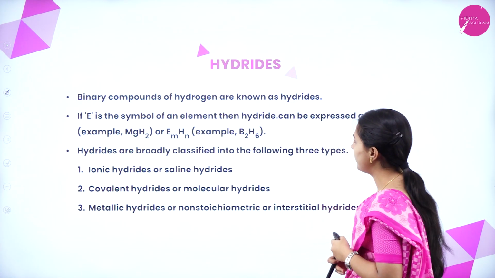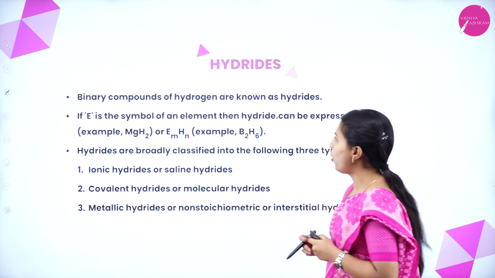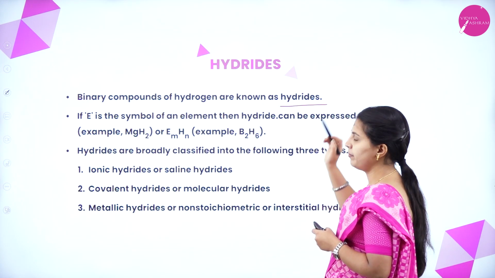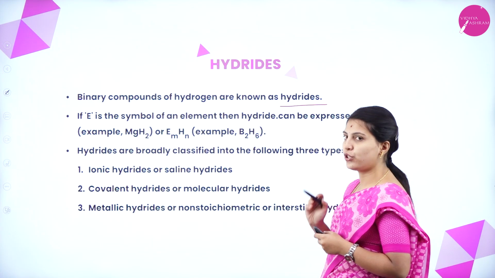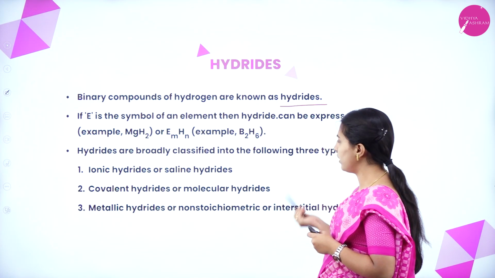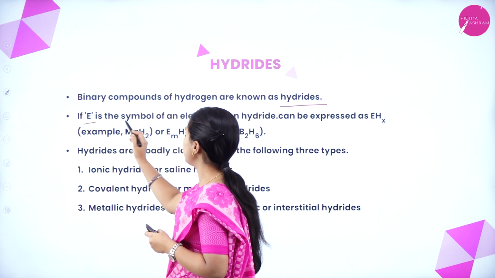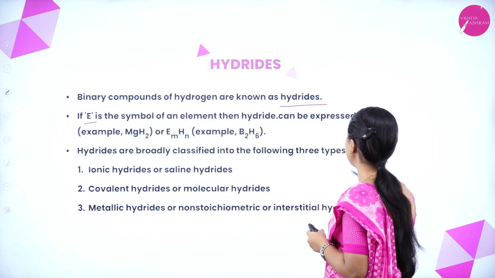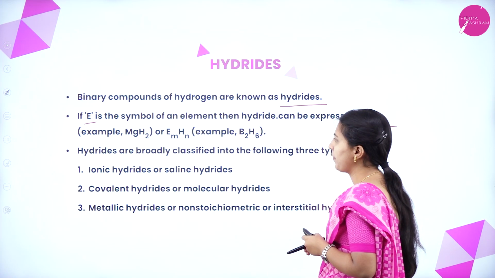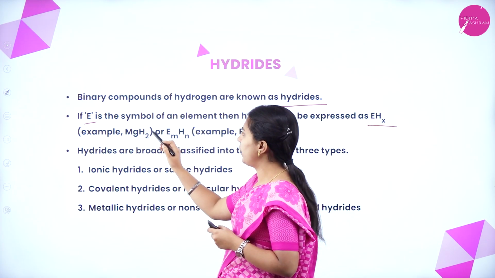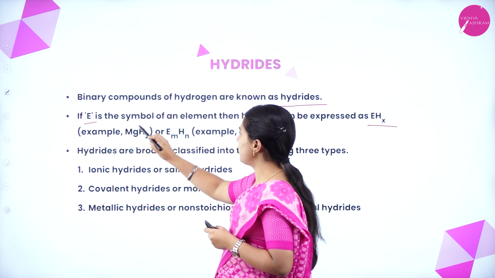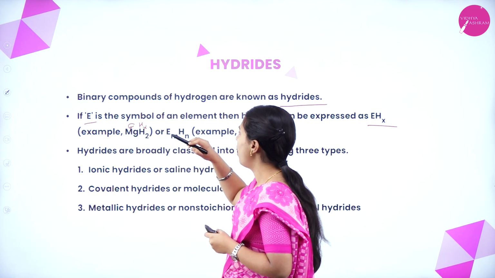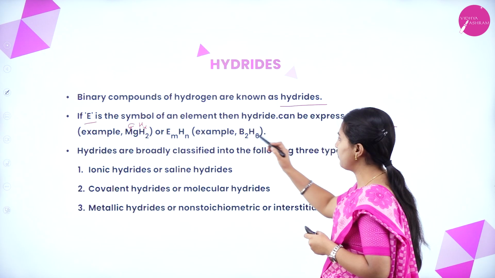Next is hydrides. Binary compounds of hydrogen are known as hydrides. Binary compounds of hydrogen, two-element compounds of hydrogen, will be called hydrides. If E is the symbol of an element, then hydride can be expressed as EHx. For example, MgH2. E is the symbol of an element, this is H, this is x. Or EmHn, that is B2H6.